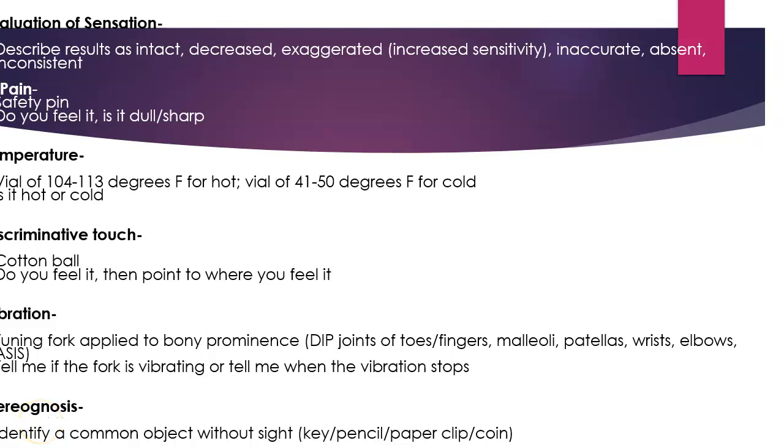And we as PTs and PTAs evaluate sensation. So when we describe the results of a sensation test, we typically use the word intact if it seems like a normal test. We might use the word decreased if the patient wasn't able to identify all the areas, or we might use the word exaggerated where they seem to have increased sensitivity. You can always use the words inaccurate, absent, inconsistent.